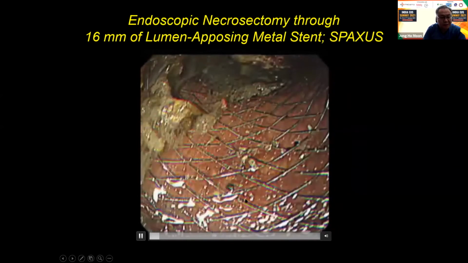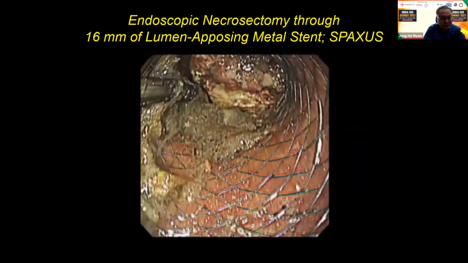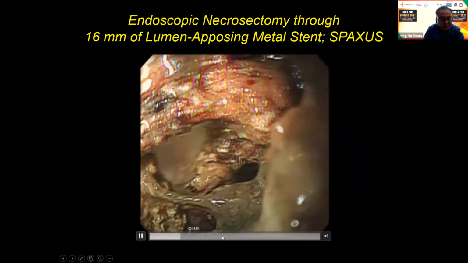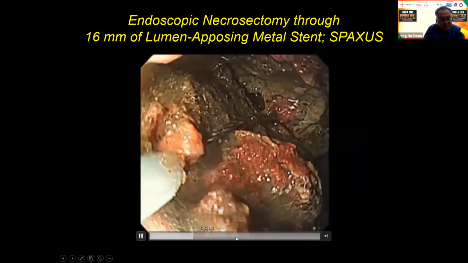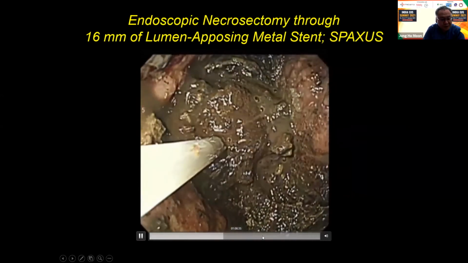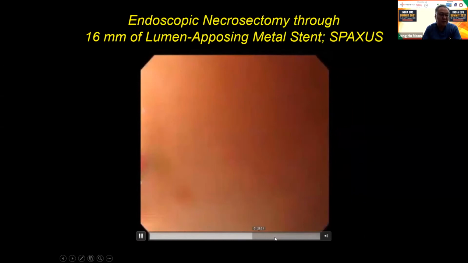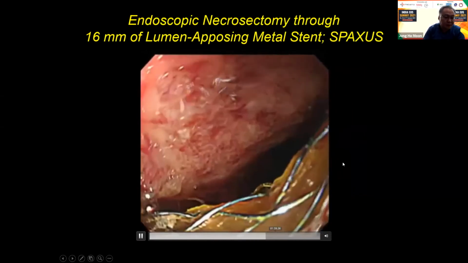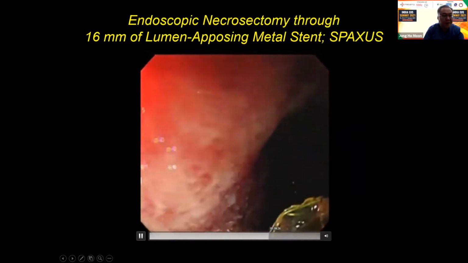And you can see the necrotic tissue here. So we are using many weapons, like a snare and forceps, everything. And it's not easy work. After several trials of necrosectomy, you can see the pinkish tissue behind the wall. It means a complete necrosectomy.